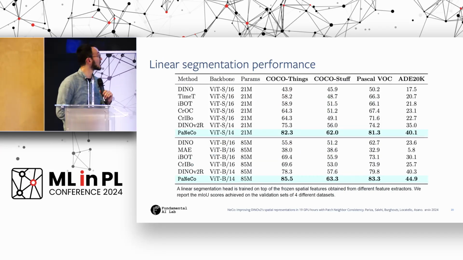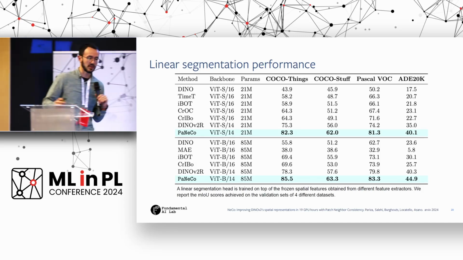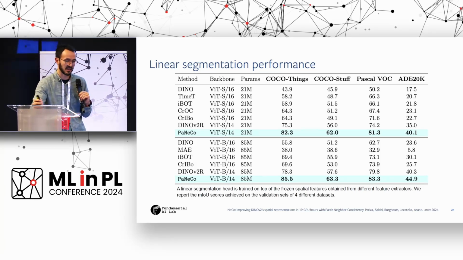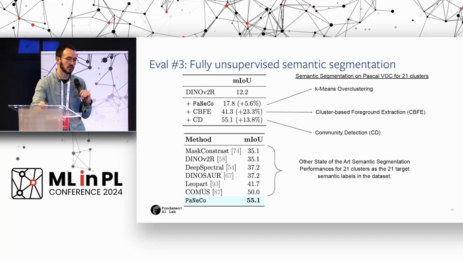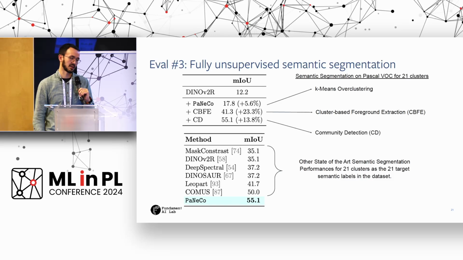And also in this case, we get pretty large gains compared to the original Dino V2 with registers, which already was like 10 percentage points above the previous state of the art. So this gives really good gains on these dense tasks. Same, you can do this also for fully unsupervised semantic segmentation. You also get large gains.